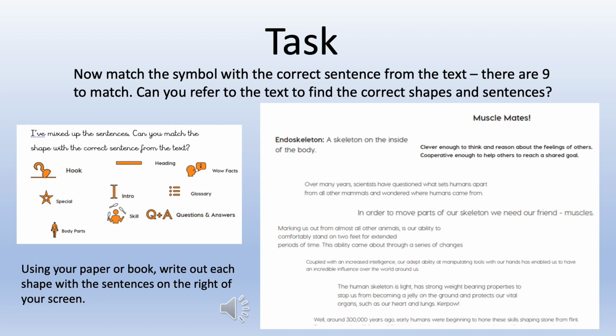Task. Now match the symbol with the correct sentence from the text. There are 9 to match. Can you refer to the text to find the correct shapes and sentences? Using your paper or book, write out each shape with the sentences on the right of your screen. Select the right one, write it out as neatly as you can.